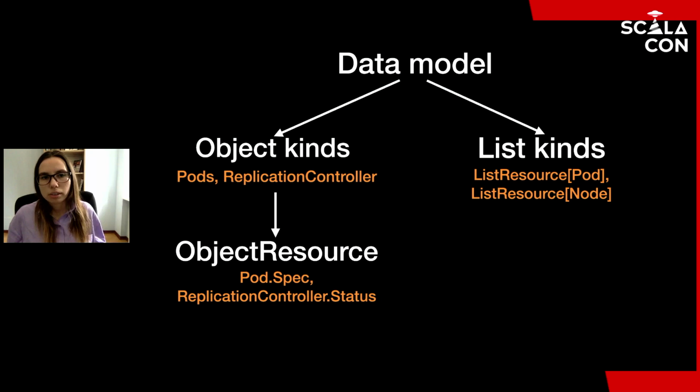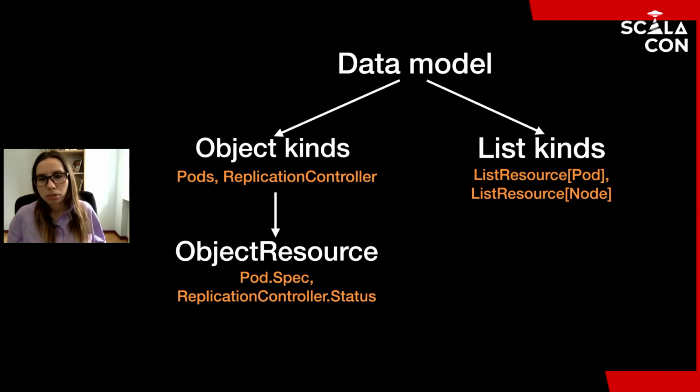Another kind that Alice didn't really use yet is list kinds. These list kinds are useful if you want to list some kind of objects in the namespace or by labels. Their type usually looks like this, with list resource and pod, or node, or anything else you want to list. So the data model in general is quite simple, and it maps very well to the Kubernetes API, where we again have some simple objects.